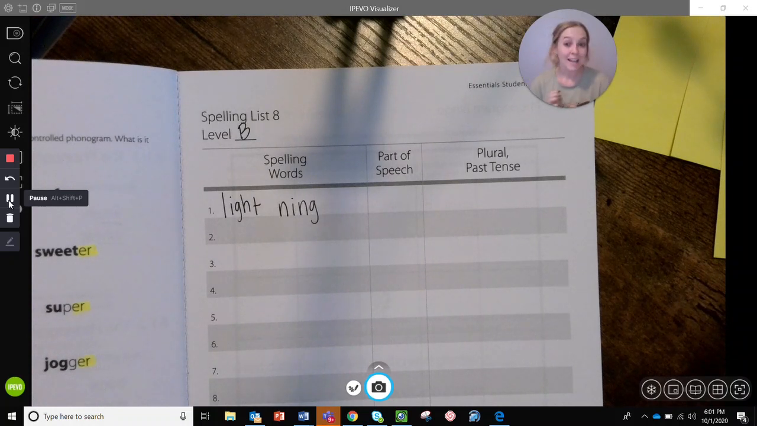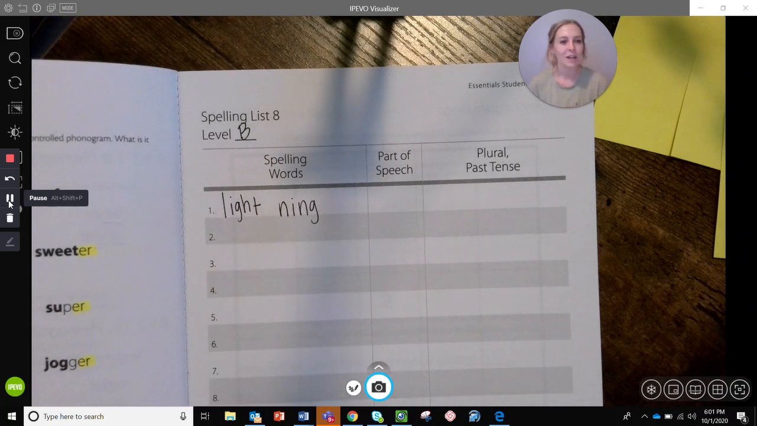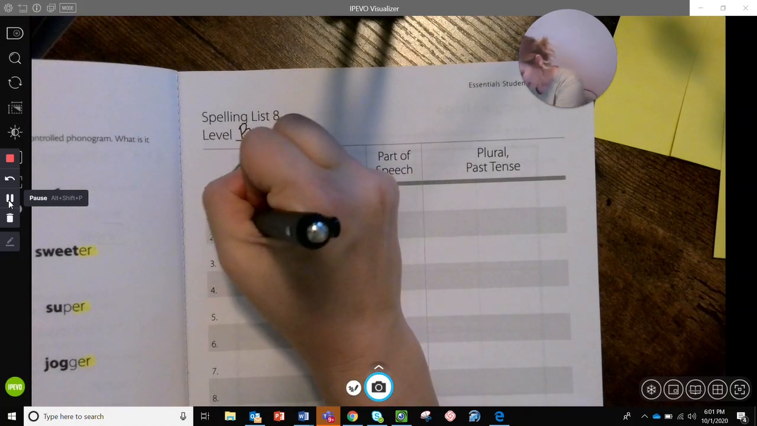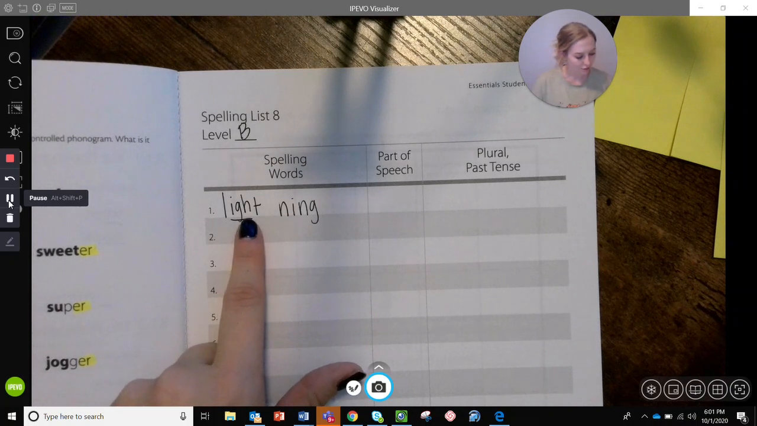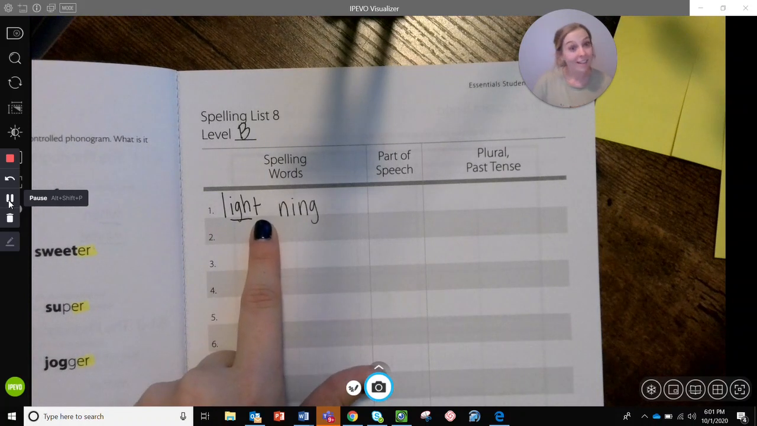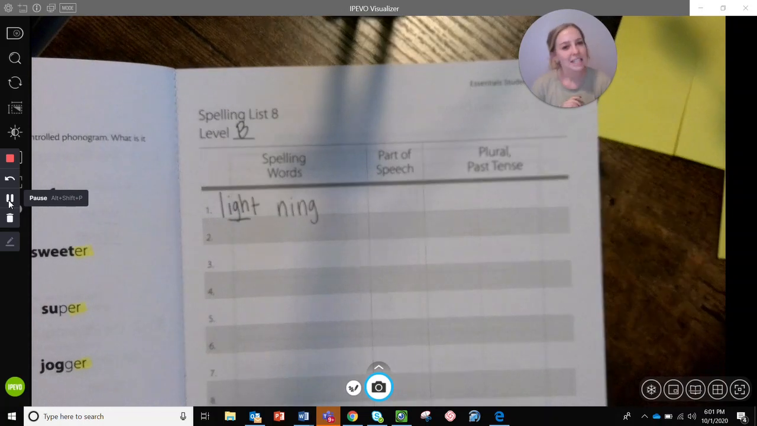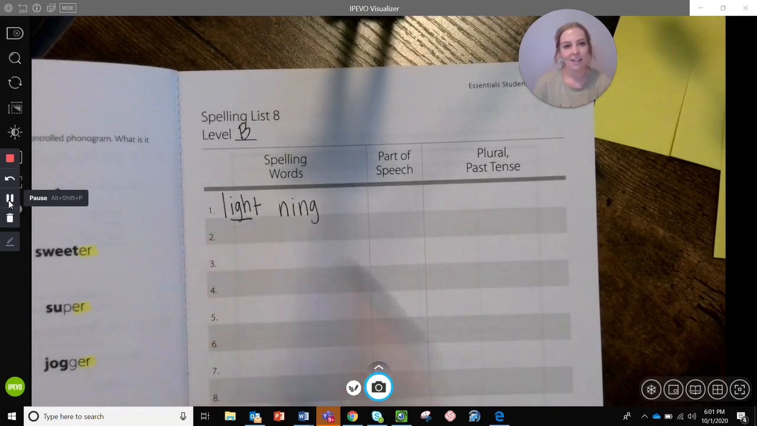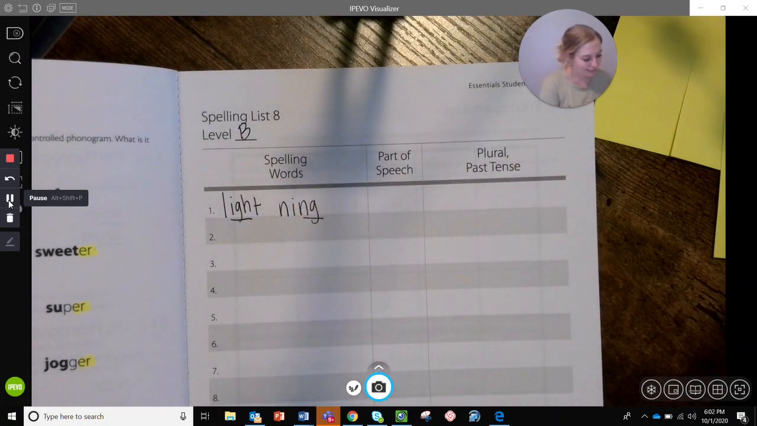Okay, now let's underline. What is the first phonogram you see here? What should we underline? I-G-H. Good. I. Remember, phonograms ending in G-H are used only at the end of a base word or before the letter T. Good job. And what is our second phonogram here? Good job. NG. Underline it. Nicely done.